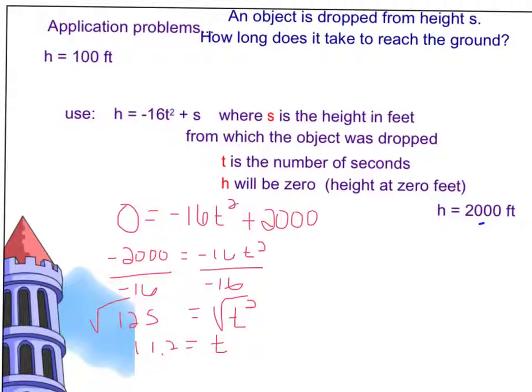All right, solving it was just solving like normal using inverse operations, but because this is an application problem, we can't have negative time, so we're not going to have the negative of this, just the positive. And so the time is approximately, because it was an irrational number, 11.18 or 11.2 seconds would be your answer.